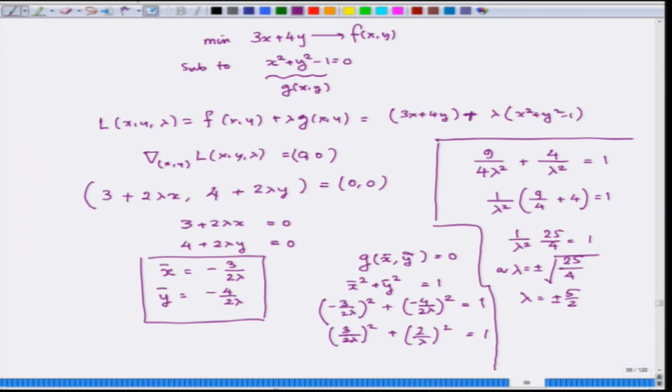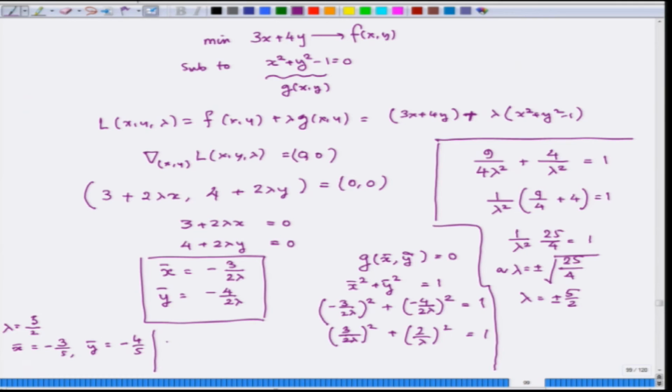Now, you have two values. So, what are you going to do? Now you will get two sets of x bar and y bar. Here, first take lambda equal to 5 by 2. In that case, x bar would be minus 3 by 5, and y bar would become minus 4 by 5.